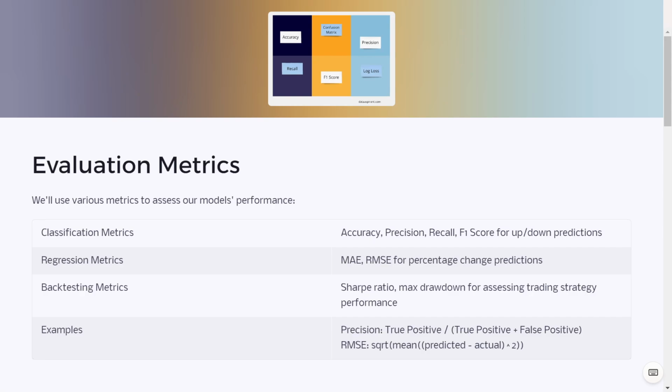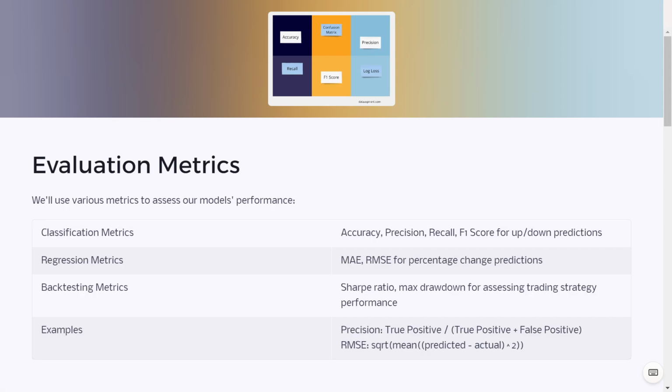We also backtested our predictions using financial metrics like the Sharpe ratio and maximum drawdown. This allowed us to simulate how our model would perform in a trading environment and measure its risk-adjusted returns.